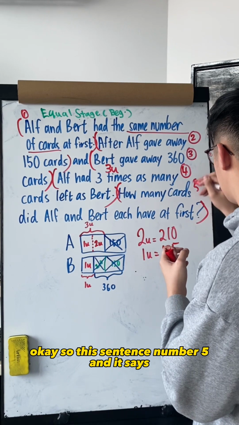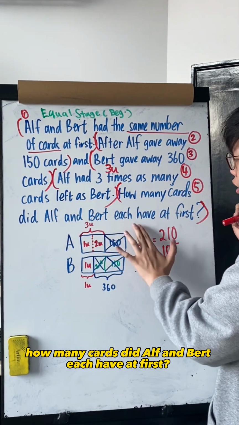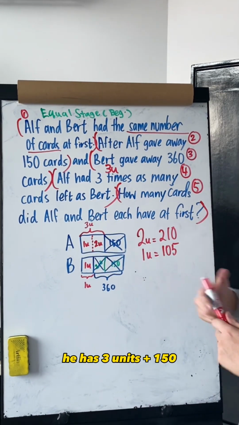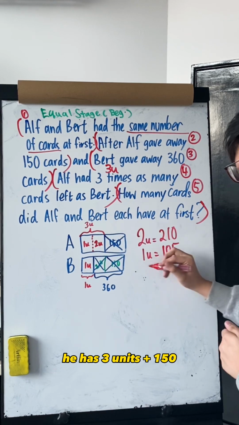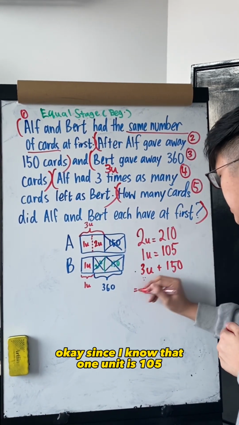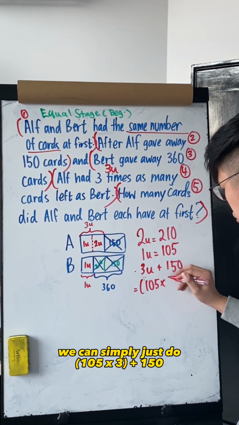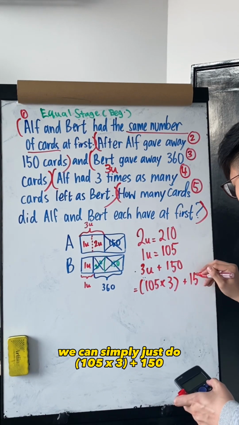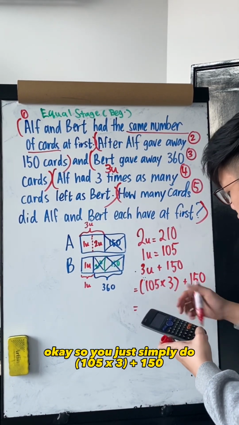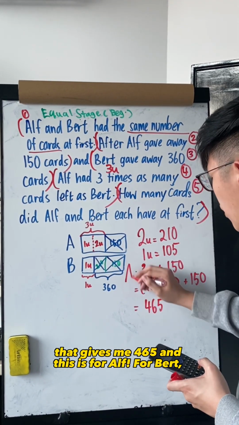Once you're done with this, you can read the question, which is sentence number 5. Sentence number 5 says, how many cards did Alf and Bert each have at first? So we will find Alf first. For Alf himself, he has 3 units plus 150. Since I know that 1 unit is 105, we can simply just do 105 times 3 plus 150. That gives me 465, and this is for Alf.